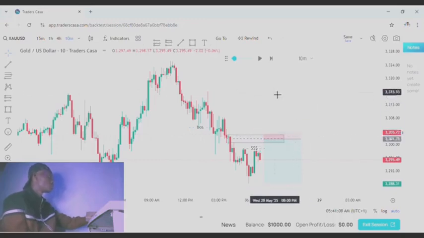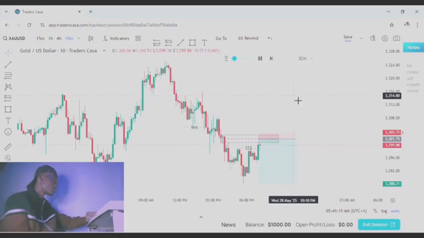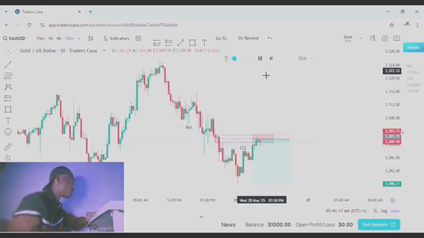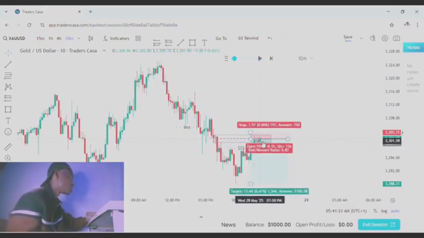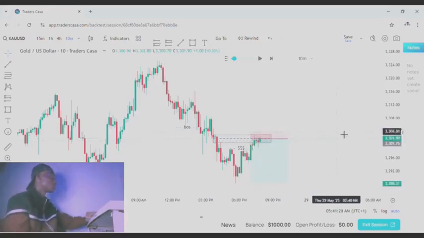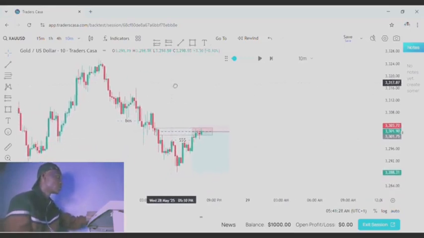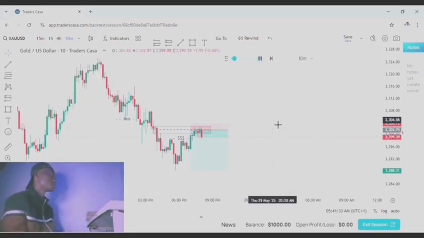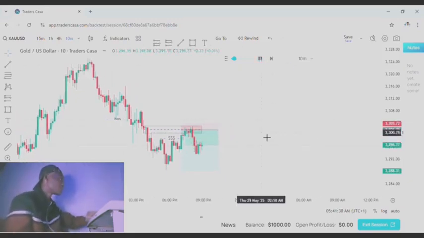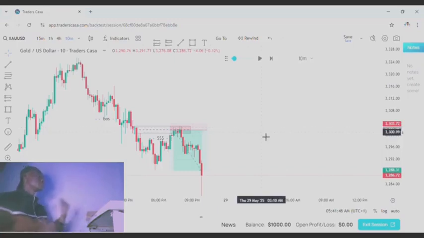So let's play this market out for you guys. See, price just tapped into our zone. Let's see if it will go ahead and hit our take profit, because that's our goal right here. So let's see, baby. TP is smashed, easy peasy.